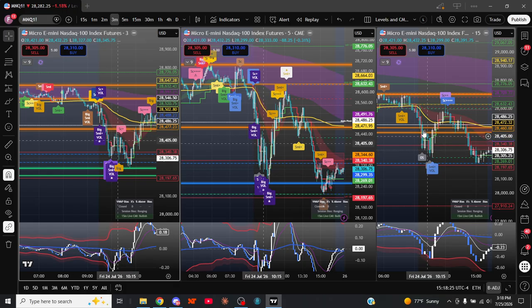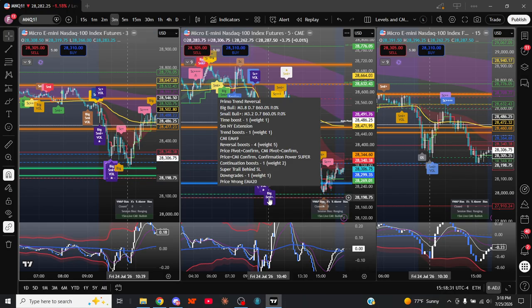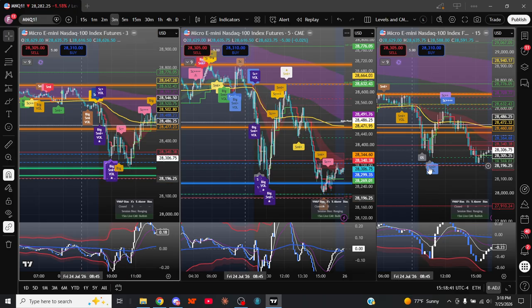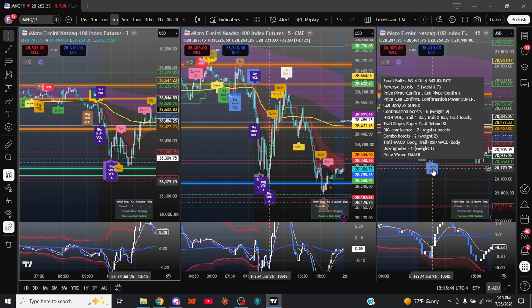But assuming you got out here and don't get stopped out, here you've got definitely a good buy signal. 5-minute, big, small, so that's 2 tags happening on the same bar. You got a time boost, you got a trend boost, you got 4 reversal boosts, and only 1 downgrade. And pretty much a similar thing here. 7 plus regular confluence boosts, so many boosts, right?